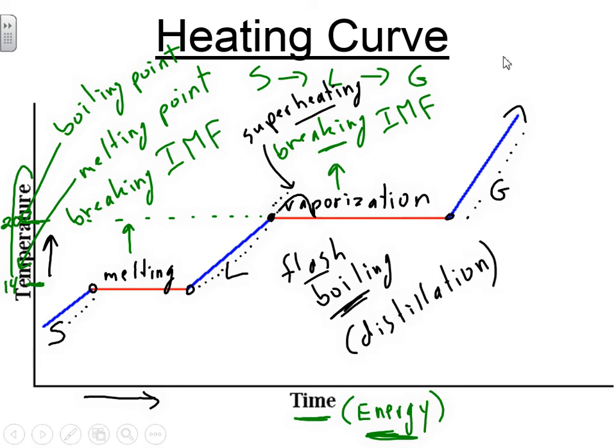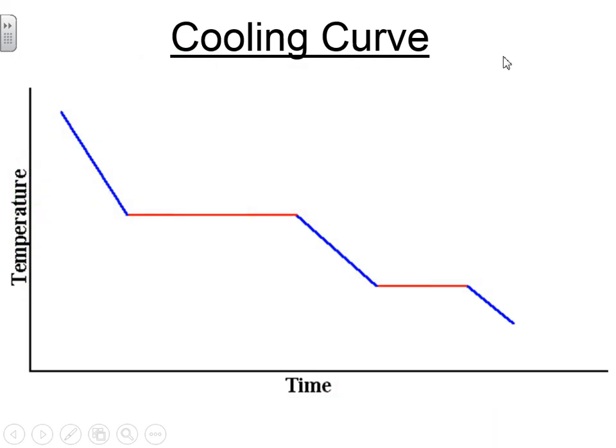Now, something very similar is called the cooling curve. It looks essentially the same, except it's flipped. It's a mirror image. Very similarly, you begin with the gas up here, and then you cool the gas, and then you get to a flat line. This flat line corresponds to condensation, as you go from a gas to a liquid.